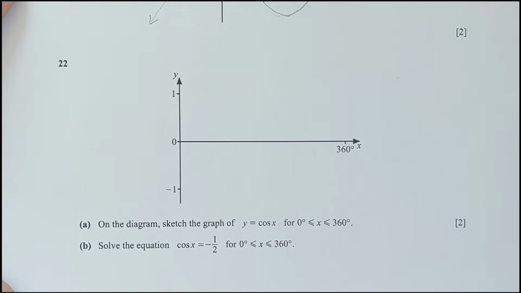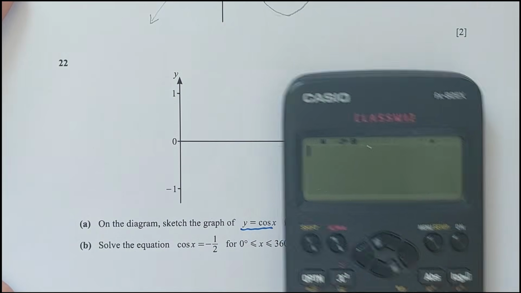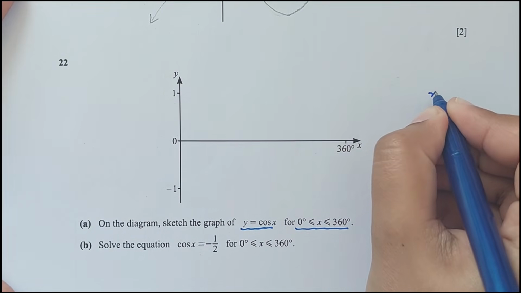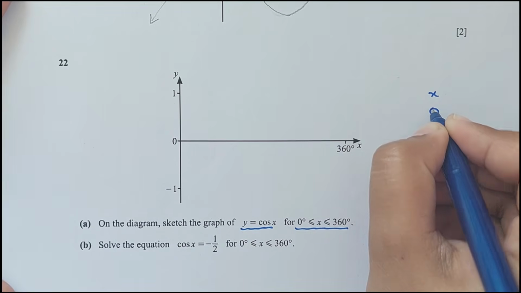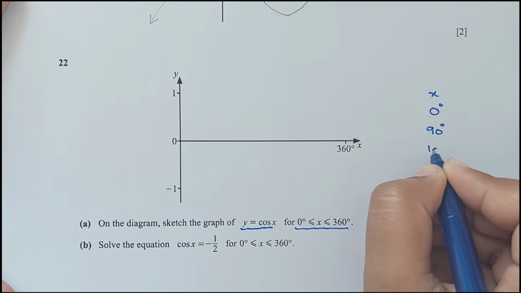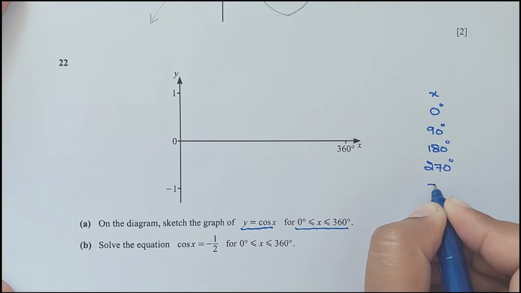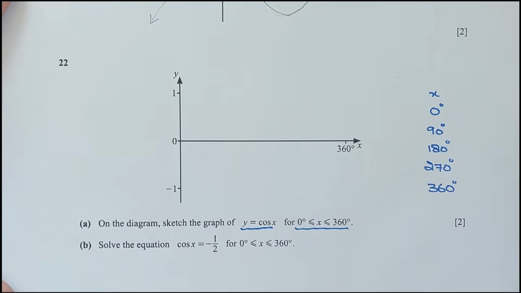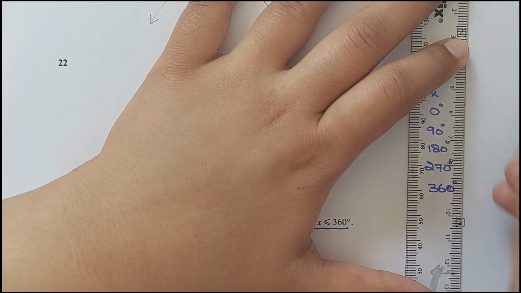Question number 22, part A. On the diagram, sketch the graph of y equals cos x for x between 0 and 360 degrees. The values go from 1 to minus 1. Let me start with 0. The x values we can take are 0, 90 degrees, 180 degrees, 270 degrees, and 360 degrees. Let me find the corresponding y values and then we can sketch the graph.